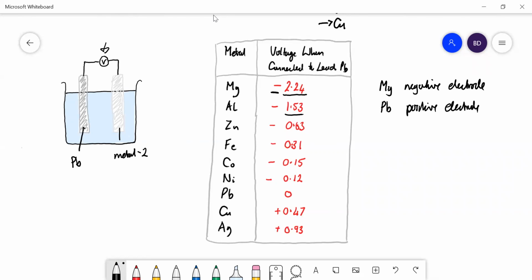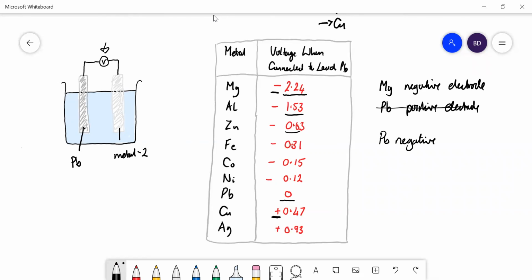That's because aluminium is not quite as reactive, and as you go down the table, it gets less and less, until if you connect it to lead itself, then obviously you're going to get 0, because the two metals are identical. They've got the same tendency to give away and accept electrons, so you won't get a voltage. When you connect up to copper, you do get a voltage, but the voltage is in the opposite direction. The lead, which had been the positive electrode, will become the negative electrode. That is because lead is better at giving away electrons than copper is, because it's more reactive than copper.